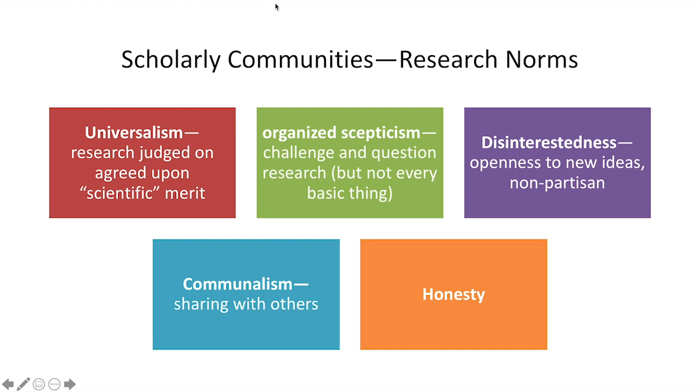These are some aspects of scholarly communities and research norms that are important for the kind of work we want to do in this class and for social science in general. Universalism is the idea that we can agree upon ideas, practices and techniques that have scientific merit. Organized skepticism is where we feel free to challenge and question not every single aspect of what we're doing, but keep that open throughout the whole process. Being critical and skeptical is very important.